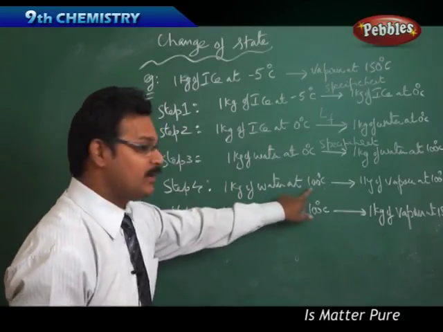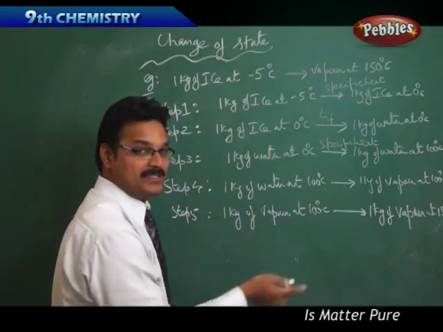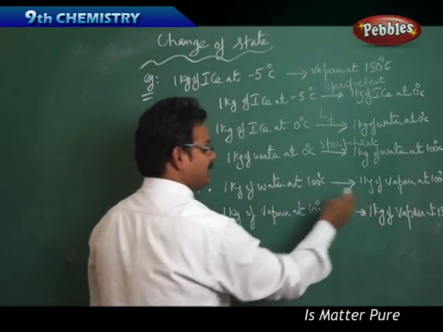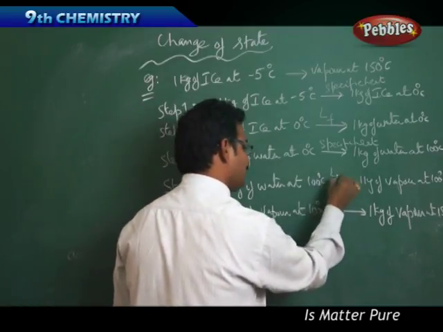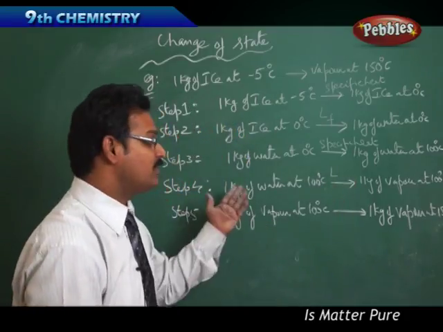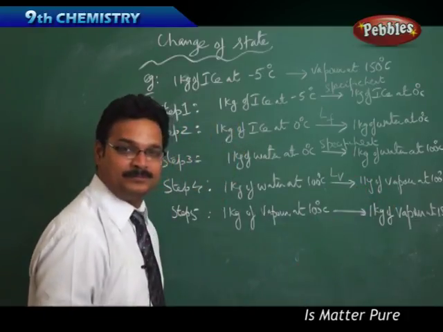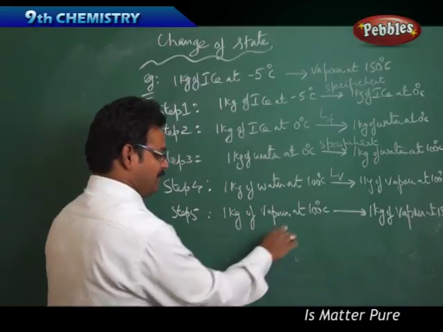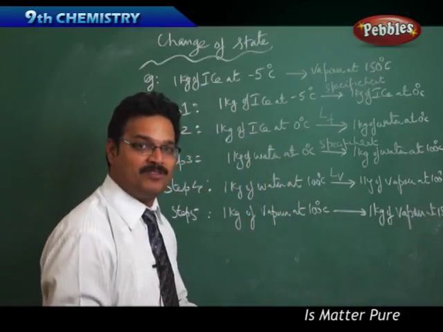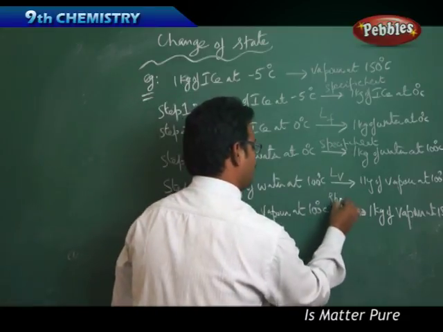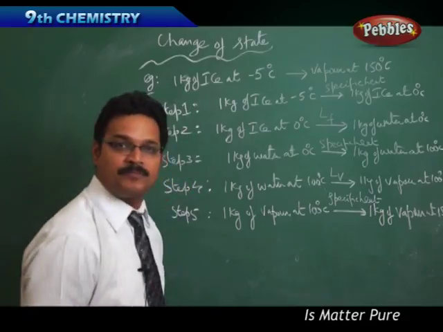Next, 1 kg of water at 100 degrees Celsius to 1 kg of vapor at 100 degrees Celsius. Temperatures are the same. Liquid state, gaseous state. States are changed. So it is latent heat. But which type of latent heat? Fusion or vaporization? Obviously it's a vapor, so it is vaporization. Last step. Vapor, vapor. Temperature increased. So which type of heat? Yes, it is correct. It is specific heat.